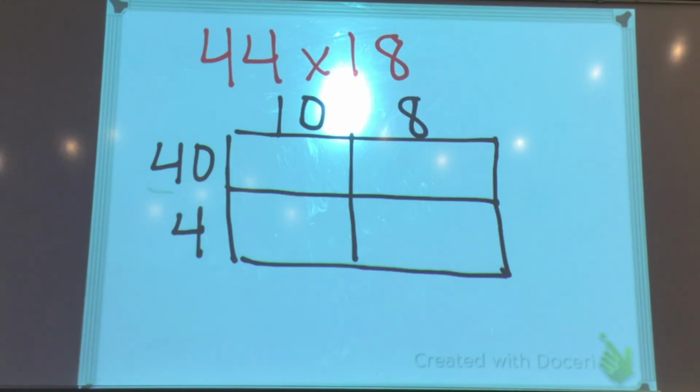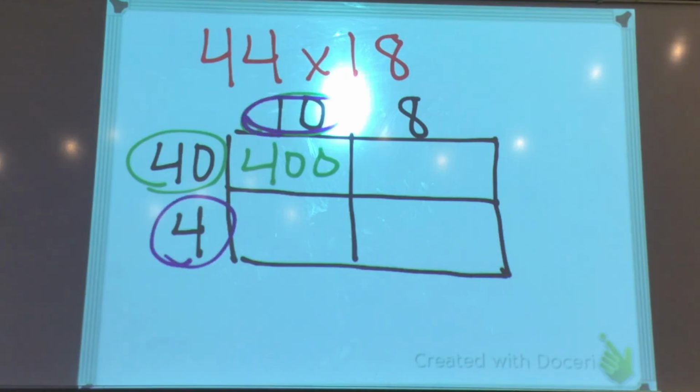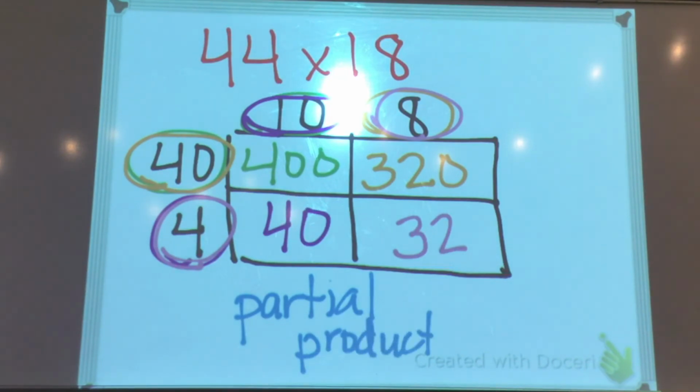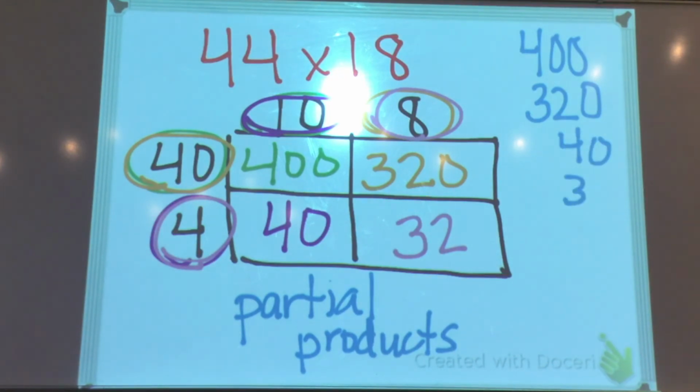40 times 10 is 400. 4 times 10 is 40. 40 times 8 is 320. And 4 times 8 is 32. And now, what do we do? We add all of those numbers together. Those numbers inside the box are called partial products. Okay, 400 plus 320, remember it does not matter what order you add them in, plus 40 plus 32. That equals 792 square yards.